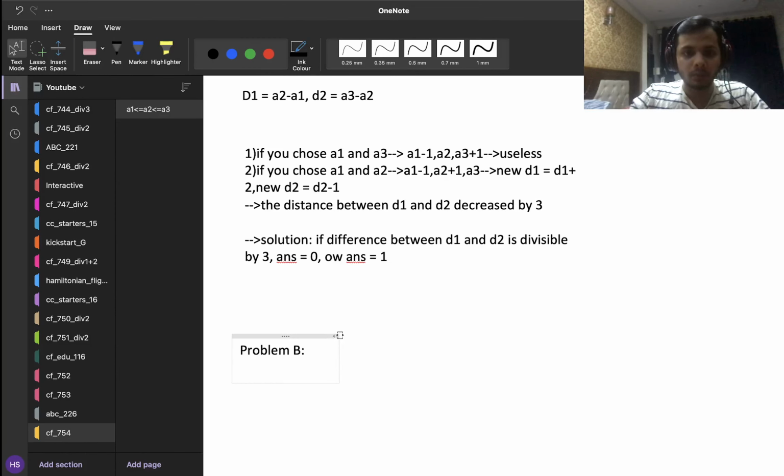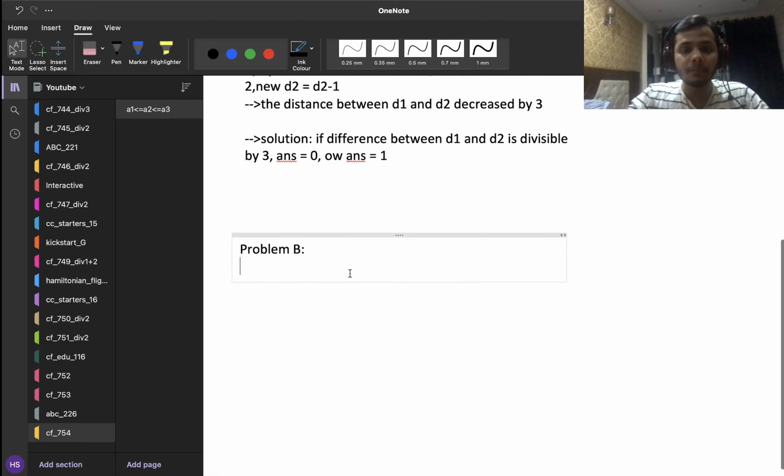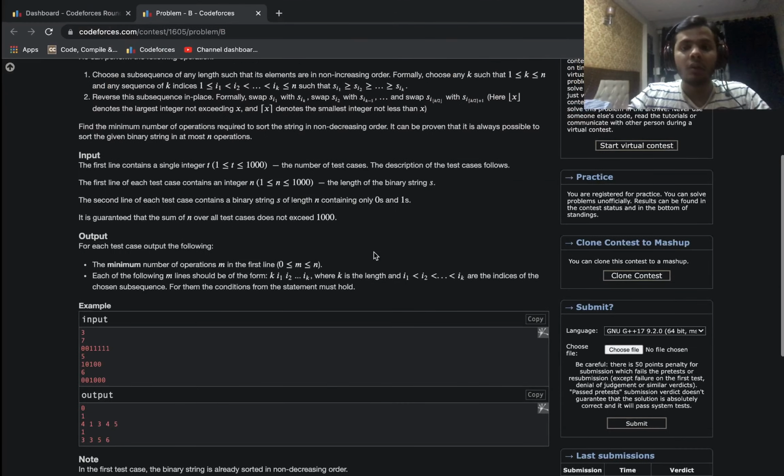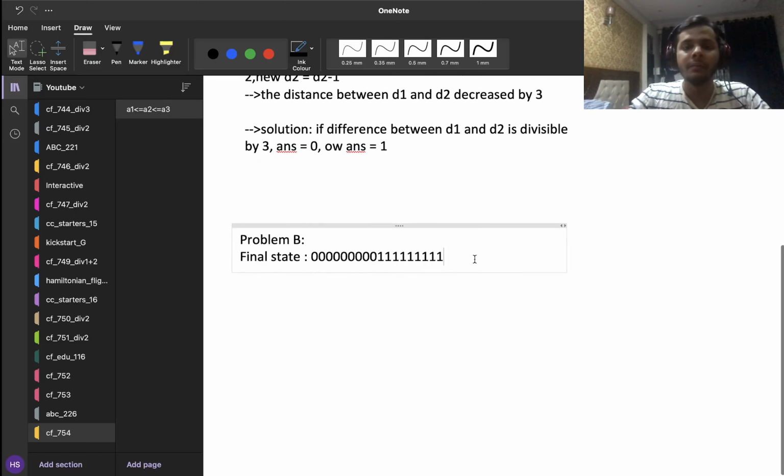So we are at problem B now. So here, what we want to do is sort this array in non-decreasing order. One thing that we know is the final state of the array is going to be something like this: 0 0 0 1 1 1 1 1, right? And the initial array might not be this. So we need to somehow do some number of operations and reach this state from our initial state.